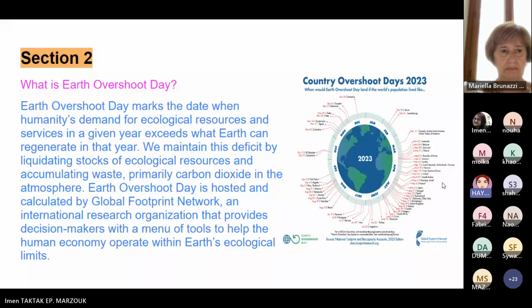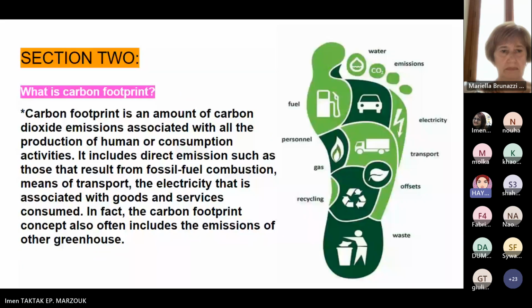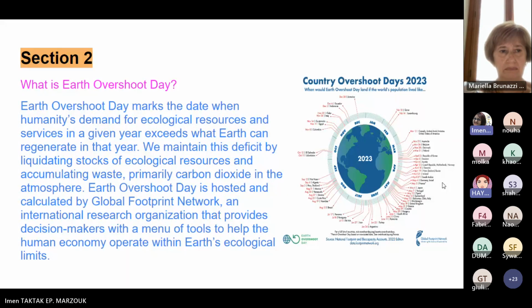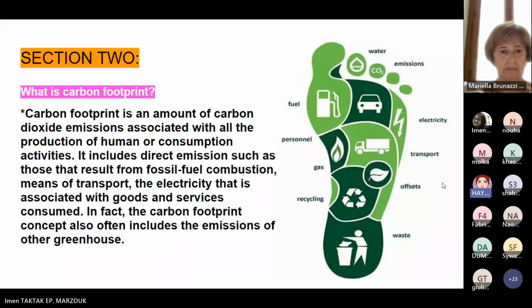Sorry, Shahd, because you were talking about Earth Overshoot Day, and now you are talking about carbon footprint, Imen is not showing the right slide. So Imen, if you move back to the slides, yeah. So here she's talking about carbon footprint. Go ahead, Shahd. Sorry to interrupt you.